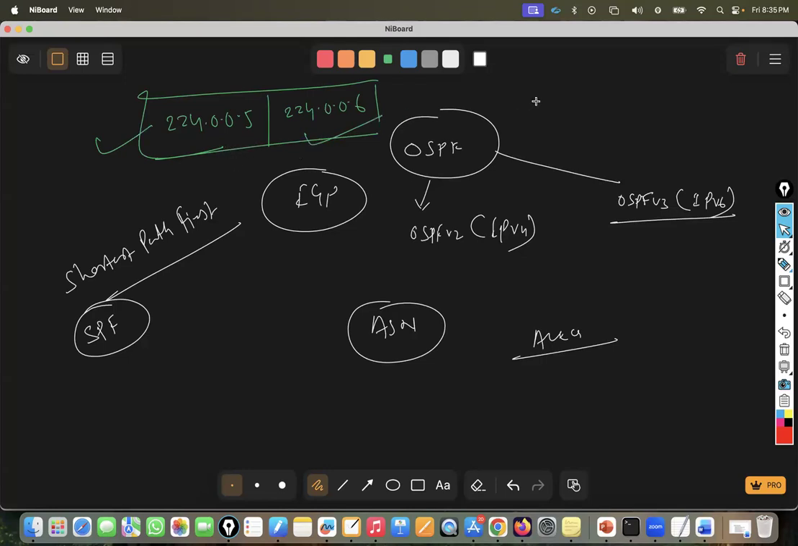But there is a concept of DR and BDR, and an election also happens. I'll explain it one by one, but they use multicast addresses. Right now you don't know what DR and BDR are, but the DR always uses this multicast address and the BDR uses that particular multicast address.